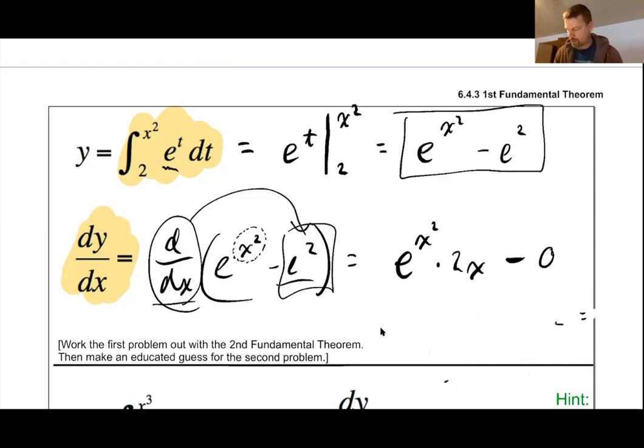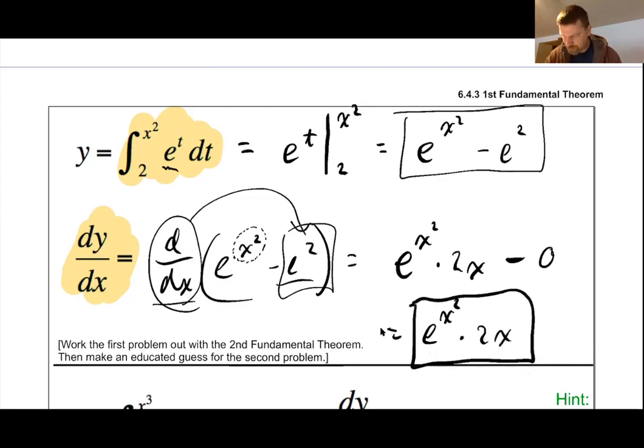So when I take my derivative, I'm going to have e to the x squared times 2x minus 0, which is just e to the x squared times 2x. There is my final answer for this problem.